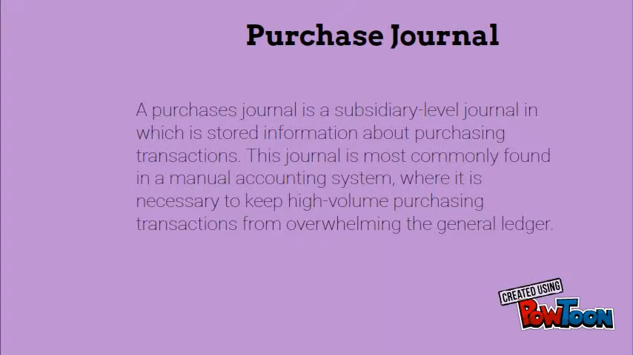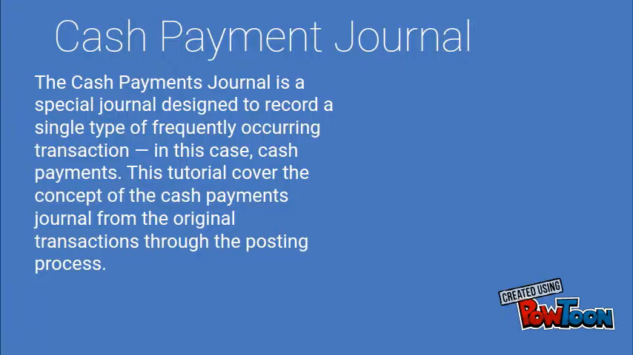Purchase journal. A purchases journal is a subsidiary level journal in which information about purchasing transactions is stored. This journal is most commonly found in a manual accounting system, where it is necessary to keep high-volume purchasing transactions from overwhelming the general ledger. The cash payment journal. The cash payments journal is a special journal designed to record a single type of frequently occurring transaction, in this case, cash payments. This tutorial covers the concept of the cash payments journal from the original transactions through the posting process.